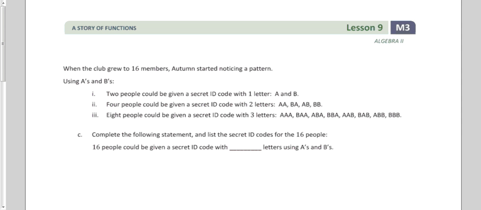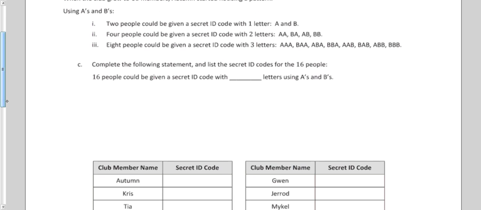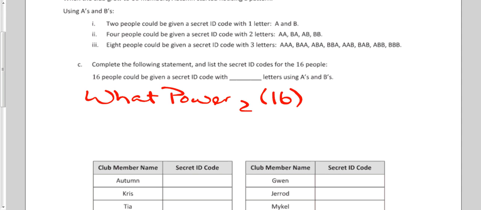2 to the 4th, because I've got 2 characters, A or B, right? And I need to make enough codes to meet 16 people. So, how do I answer that question? The 4th bit. I say, what power of 2 gives me 16? What power of 2 gets me 16?